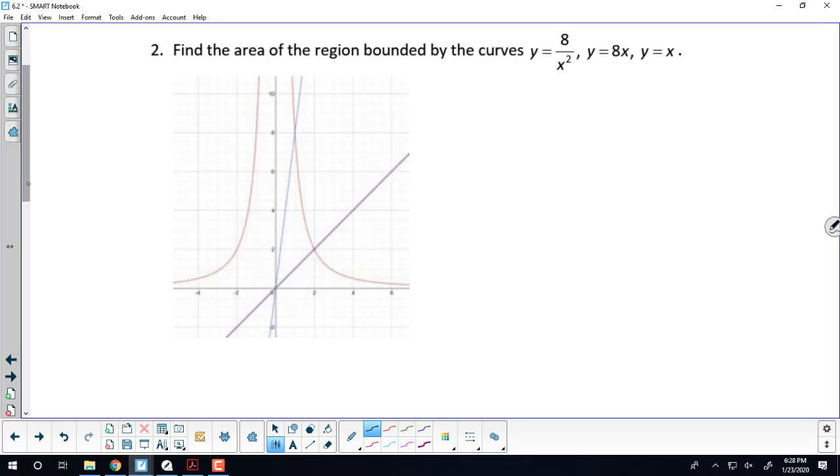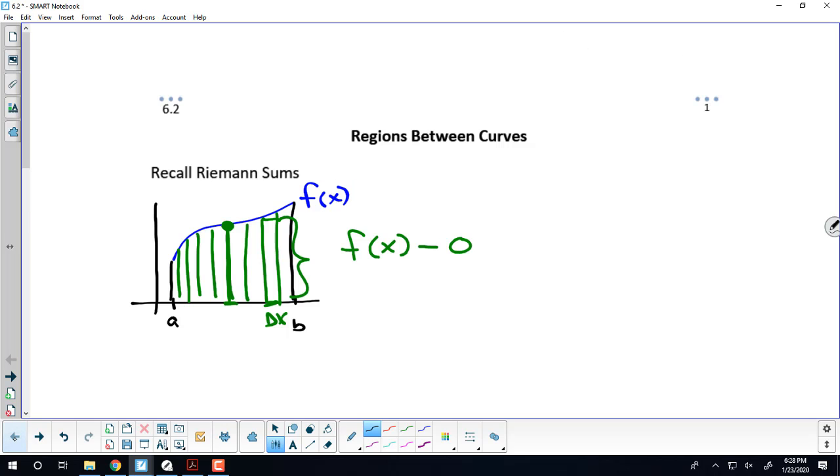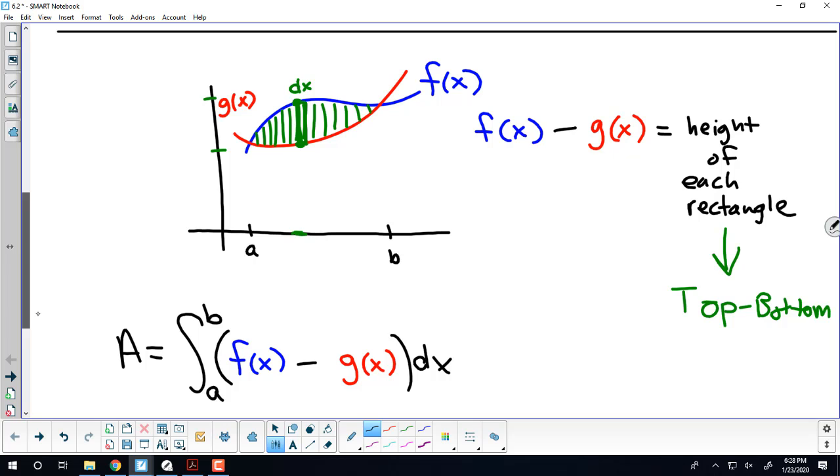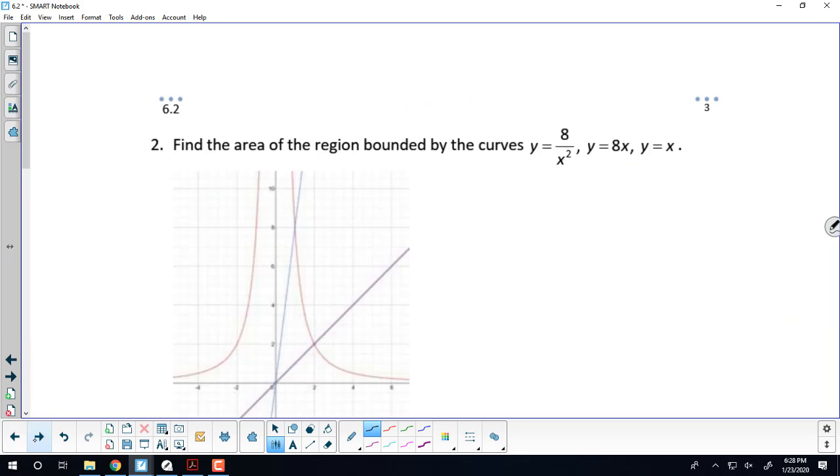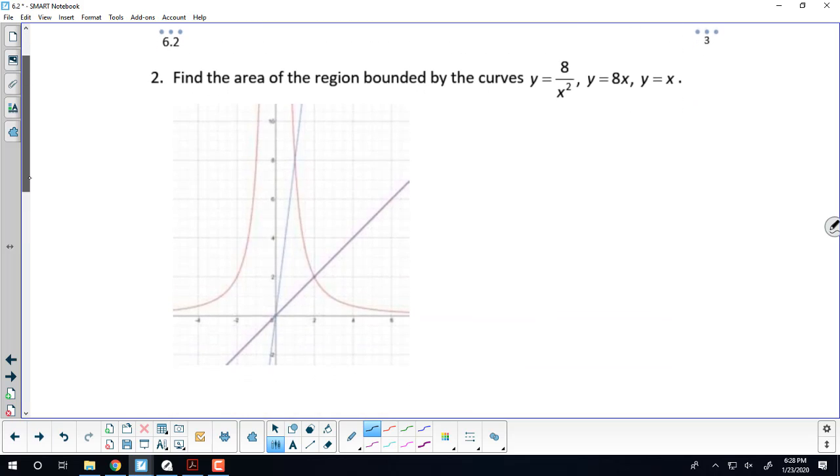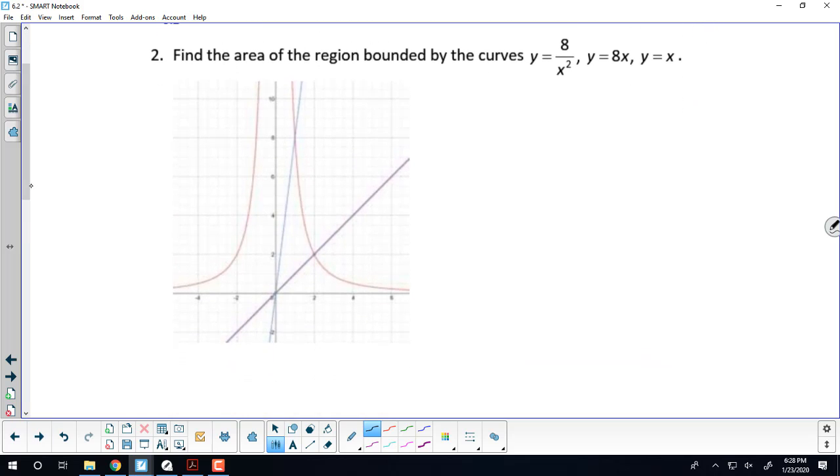And I just want to mention this one here. Sometimes you have to split up your region. A lot of times the difficult part here, looking again at the more generic situation, is figuring out what this A and B are. In other words, where do those 2 curves intersect? Because oftentimes that's not given to you. So if we need to find the region bound between 8 over x squared, that's red.